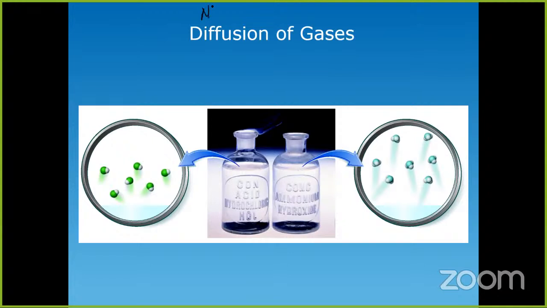NH3 gas plus HCl gas to form NH4Cl, which, by the way, is a solid, right? So basically, you're going to have two gases coming together to form a solid, all right?